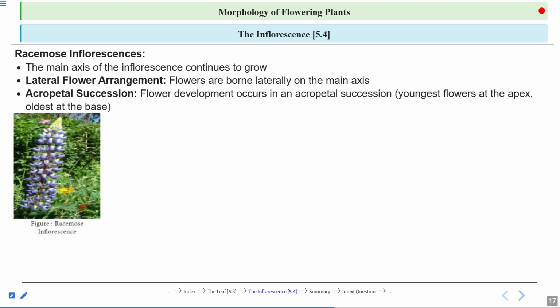So here you can see this is the racemose inflorescence. You can see the lateral arrangement of the flowers here. At the base, older flowers are present. At the apex, younger flowers are present. And this axis keeps on growing. So this is indeterminate growth.